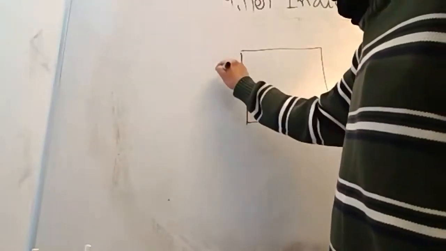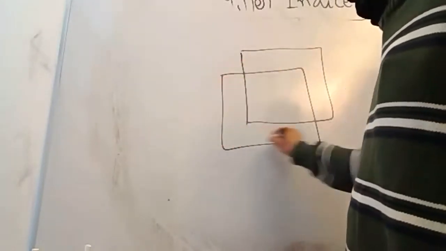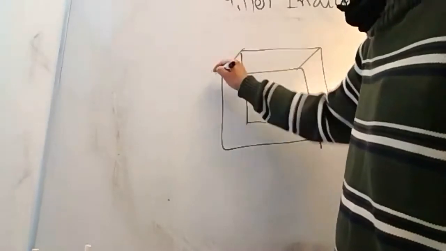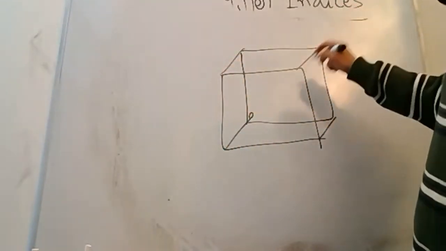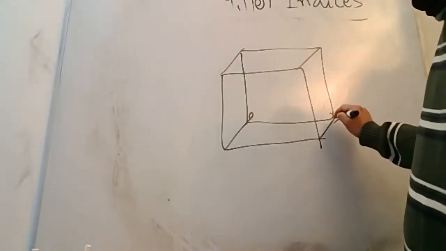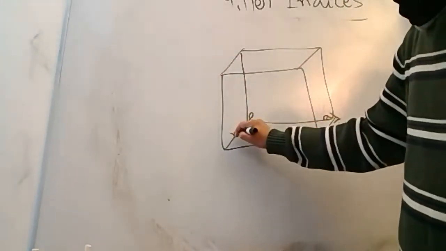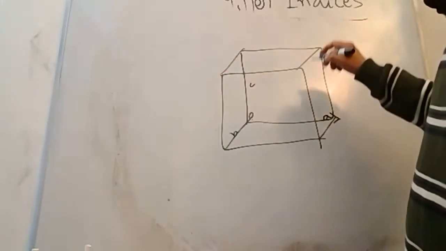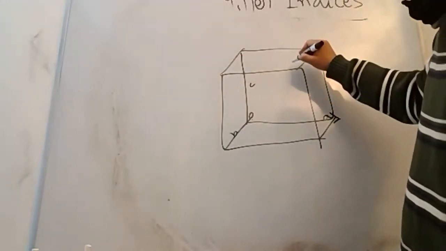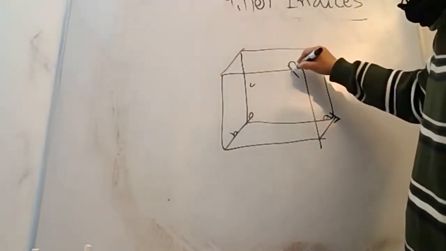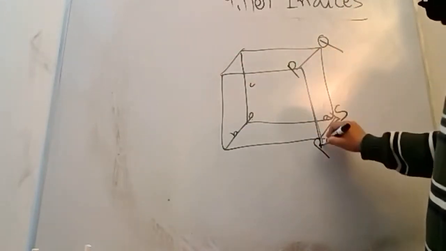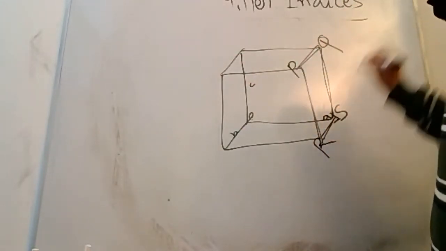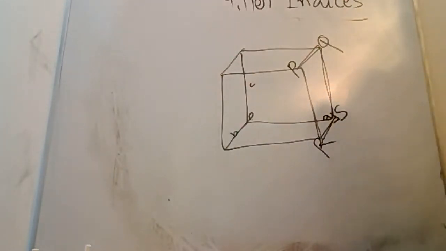Let's talk about another cube. So that's my origin. That length is A, this length is B, that length is C. I'm now trying to understand the plane PQRS. So that's the face of this cube here. What should be the indices for this?